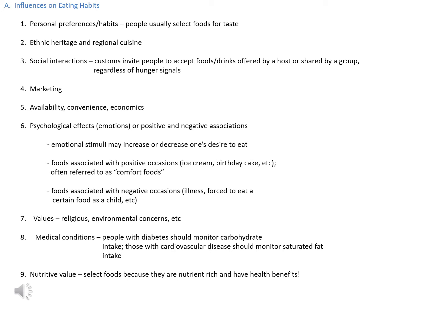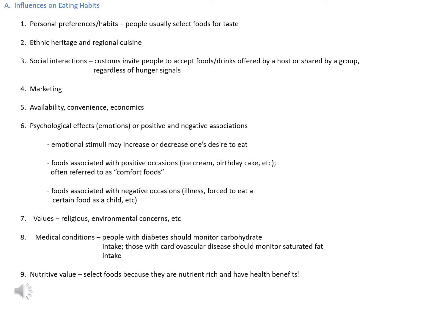Then there are also some psychological effects. Emotions can come into play, also what we refer to as positive and negative associations. Some people are emotional eaters. If they're stressed or anxious, they may tend to eat more food or eat certain foods. On the other hand, there may be people who are anxious or stressed who really can't eat anything at all. So those emotions can really have a strong impact.